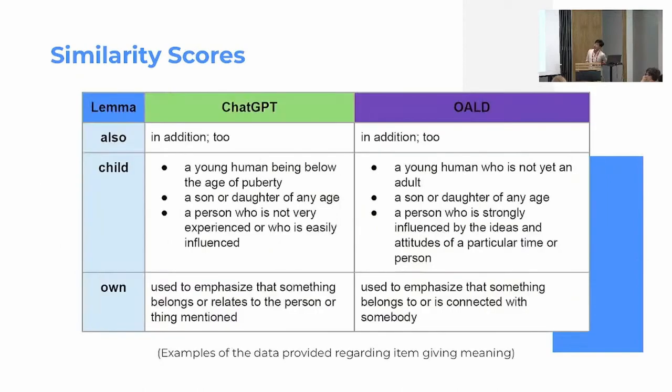Now I'm going to show you the highest score of the calculation that we did. For the lemma, this is the answer that we got. In addition, for this one, it's even the same with the semicolon. So for example, the next one, child, you can see there are a lot of words that are similar. They use quite the same words in terms of providing the definition.